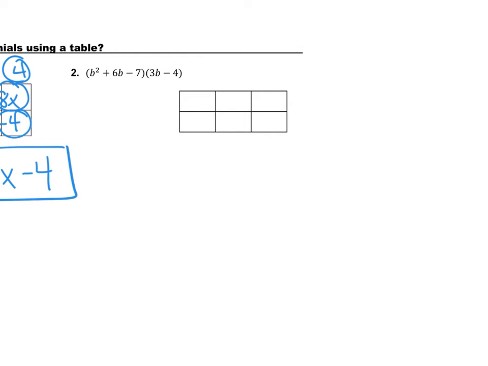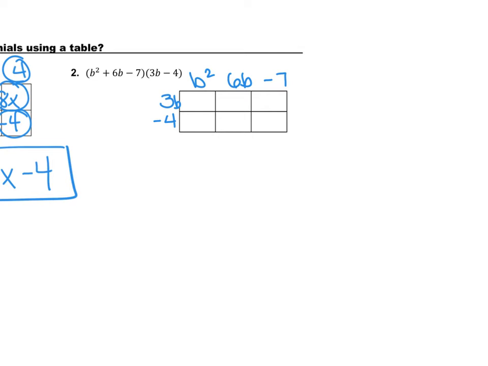All right, let's take a look at our next one. We have b squared plus 6b minus 7, and then we're going to multiply that by 3b minus 4. Because the first expression has 3 terms, we need to have 3 across the top, and then we're going to have 2 rows. So let's go ahead and get ours set up. I'm going to have b squared, and I'll have 6b minus 7. And then 3b and negative 4.